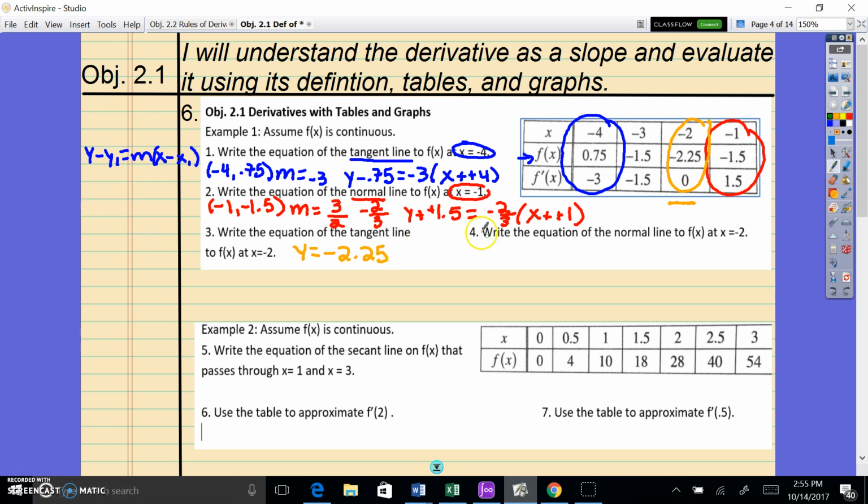Lastly, I'm being asked to write the equation of a normal line at -2. Well, if the tangent line is horizontal, the normal line will be a vertical line. Vertical lines have the equation x equals a number. So in this case, it will just be x equals -2. I did not need point slope form for 3 and 4 because those are special lines. All right, so let's scroll down and look at the next question.